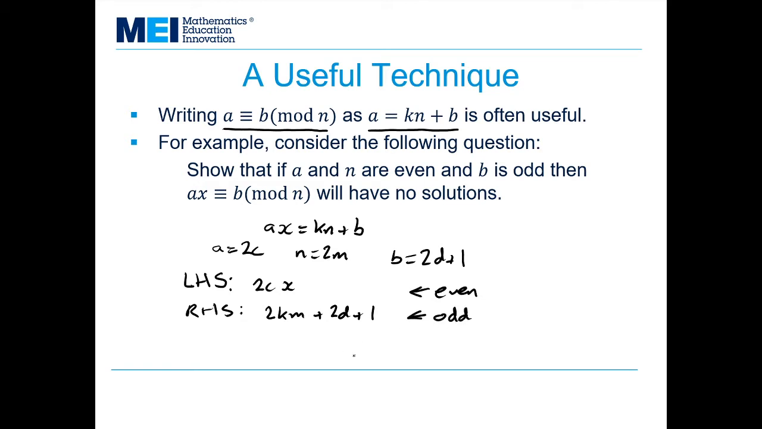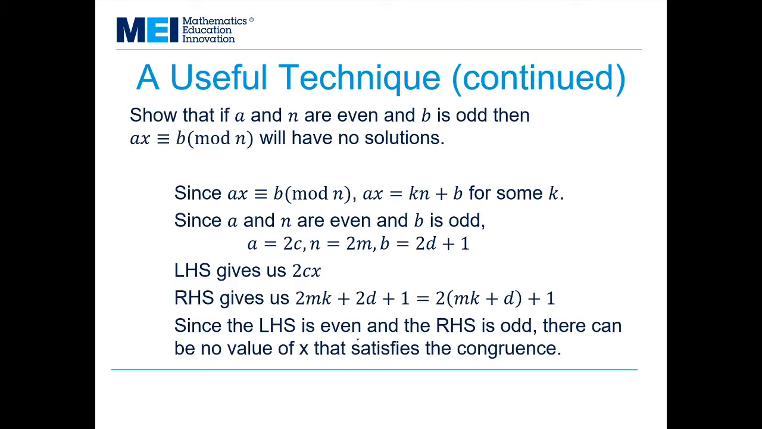Therefore, I can't find a value of x that satisfies the congruence because there's no value for which an even number is going to be equal to an odd number. Here's that written out neatly.